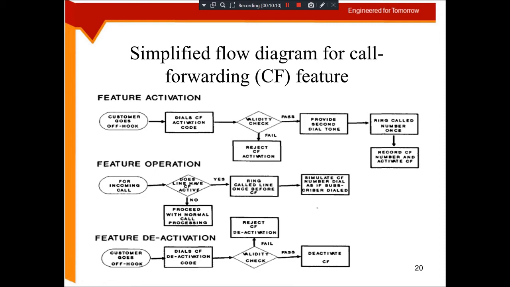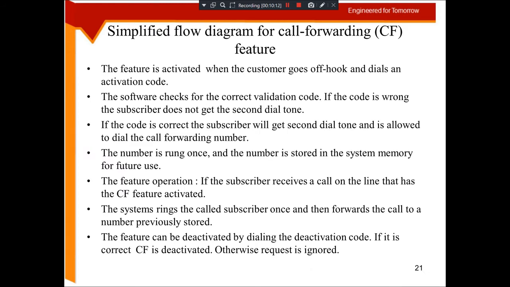Next, the simplified flow diagram for call forwarding features. The feature is activated when the customer goes off-hook and dials an activation code. The software checks for the correct validation code. If the code is wrong, the subscriber does not get a second dial tone. If the code is correct, the subscriber will get a second dial tone and is allowed to dial the call forwarding number. The number is rung once and the number is stored in the system memory for future use.